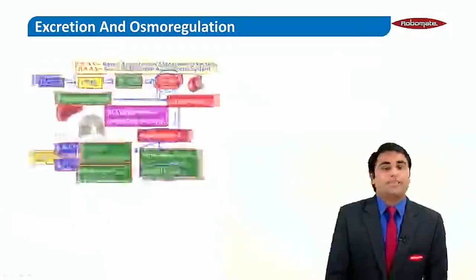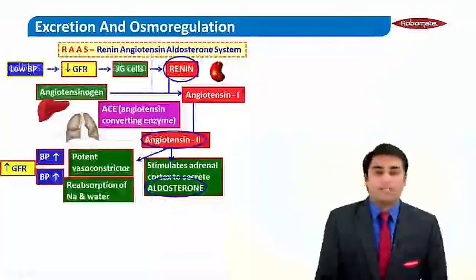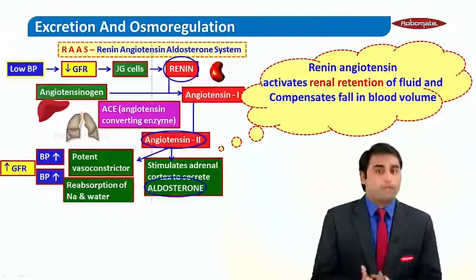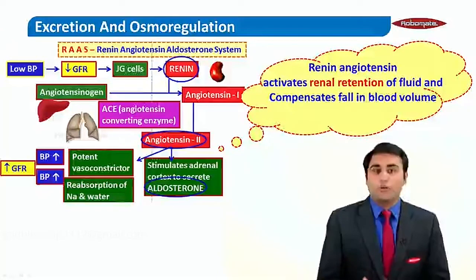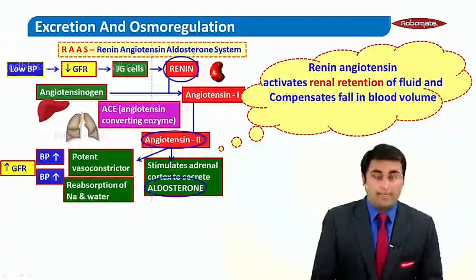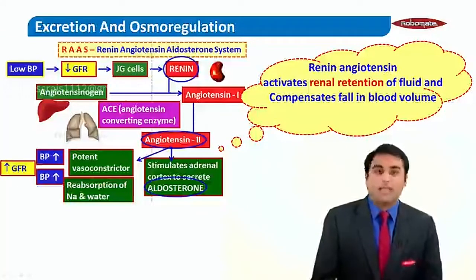Now, due to this renin-angiotensin aldosterone system, what is going on? Basically, we are absorbing a lot of water. There is renal retention of fluid, thereby we are compensating the fall in blood volume. That's how the blood pressure is maintained back to normal.